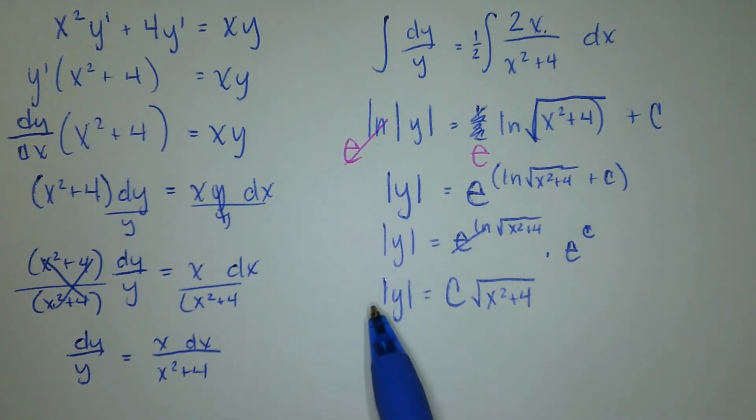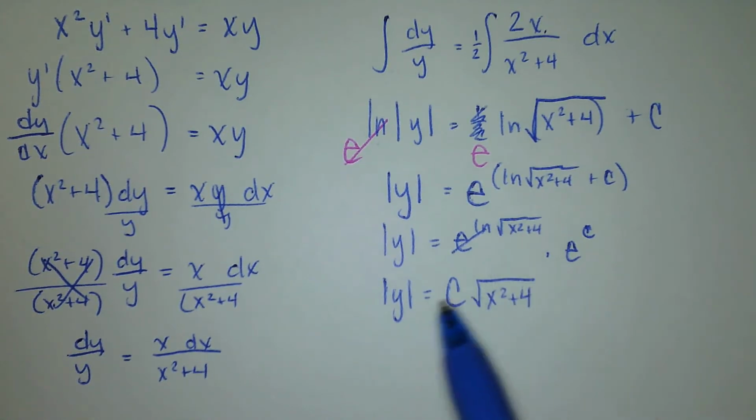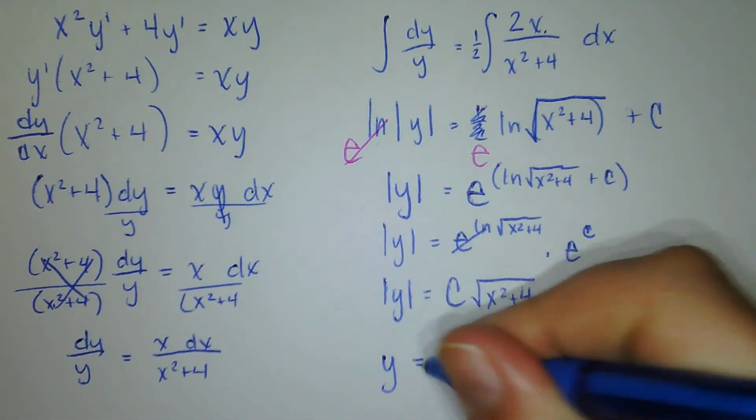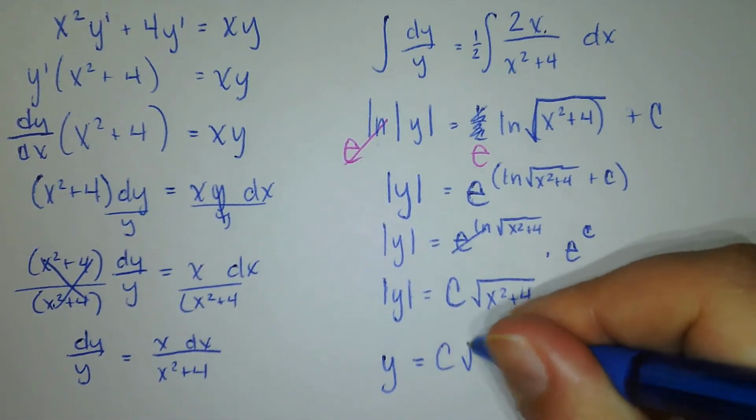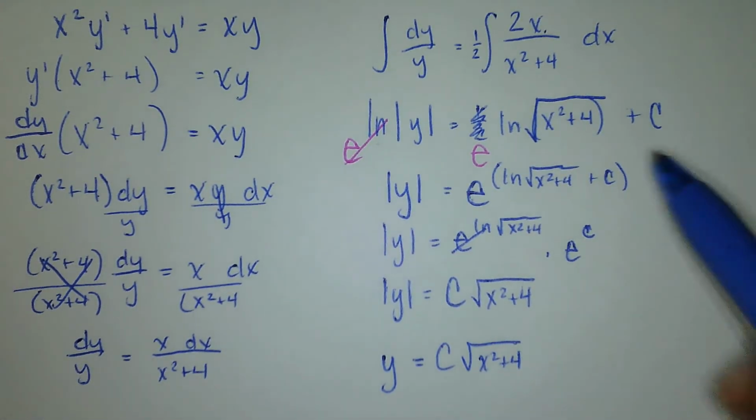Now, in order to verify that we have the plus or minus here, because this is positive, so plus or minus of this equals positive. But actually, you don't need that because of this constant there. That constant can be anything. So we can kind of just drop the absolute value and get y equals c square root of x squared plus 4. So that was a little bit tricky.